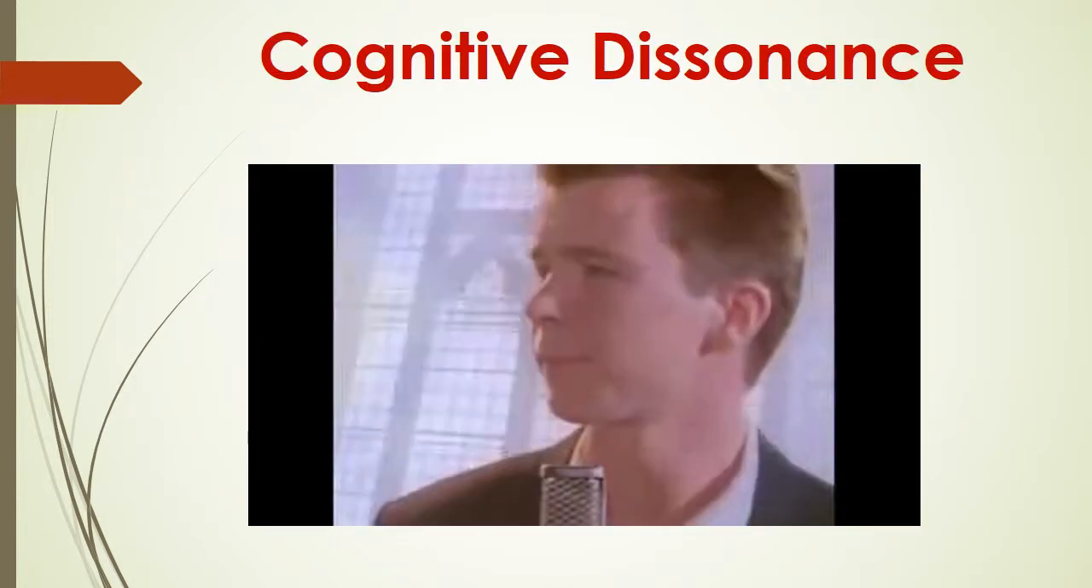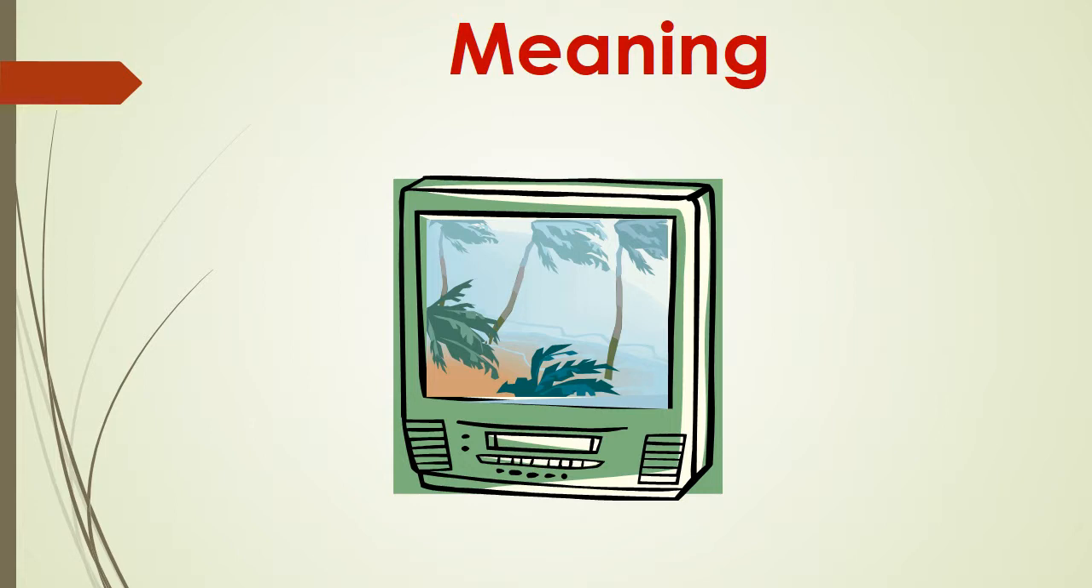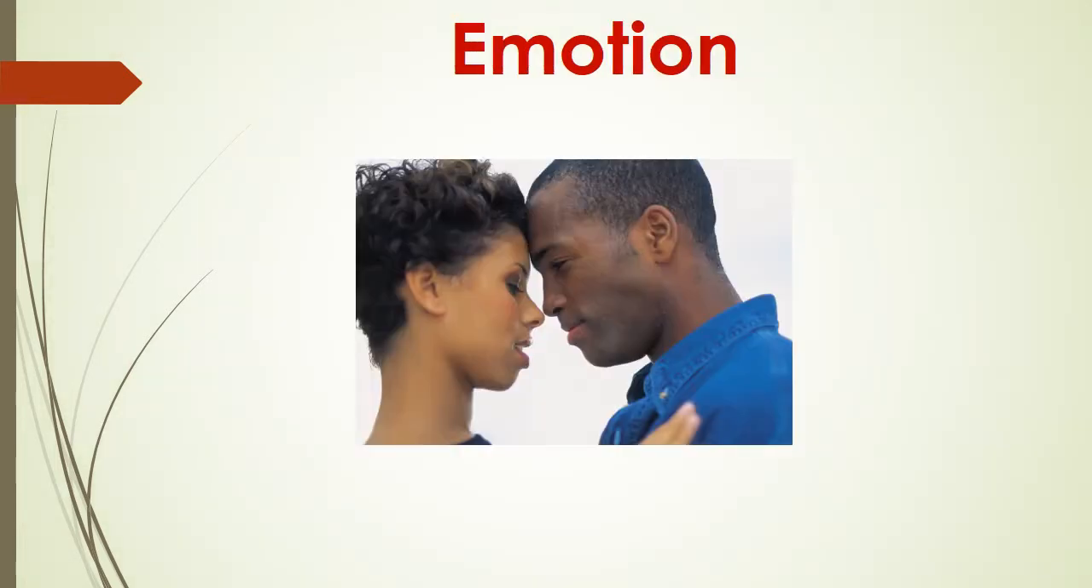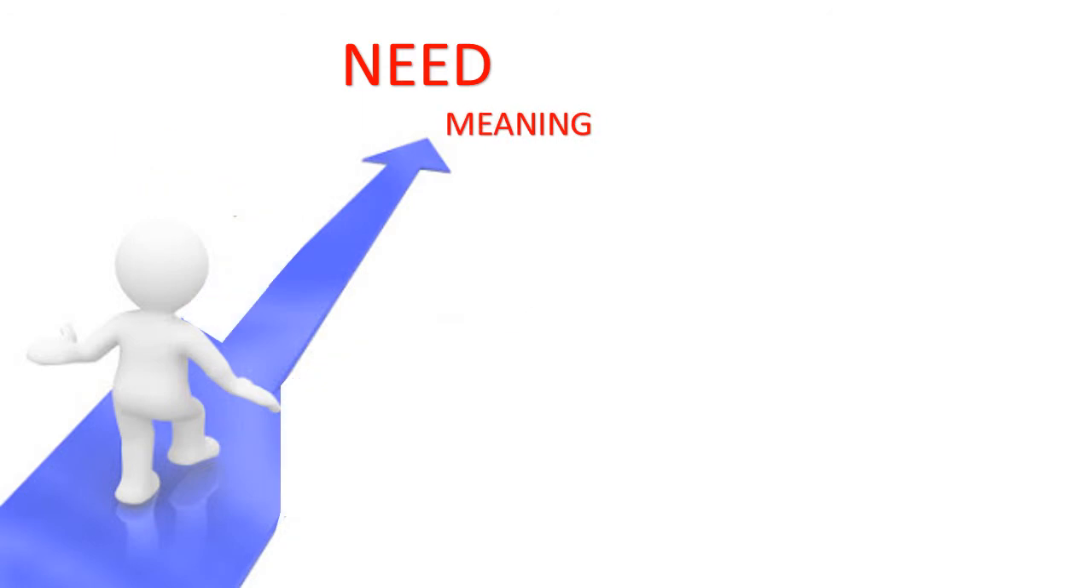Cognitive dissonance, or what we are seeing doesn't match what we expect, like when I rickrolled you at the beginning of this video. Intensive stimuli. If I raise my voice louder, it'll cause you to pay attention. Evoke meaning. If the news is showing an impending natural disaster where you live, you're likely to pay attention. And emotion. When something tugs at our heartstrings, it makes us pay attention. Every moment, our brains are playing triage to prioritize the plethora of sensory input to attend to what we deem most important at any particular time.